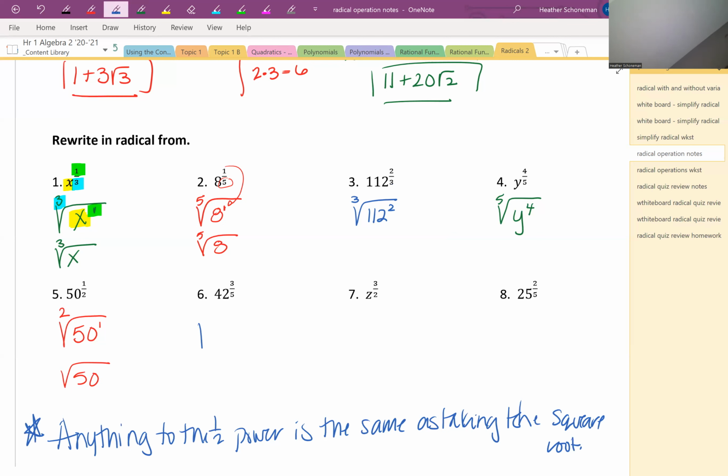Okay, next one, 42 goes under the radical. 5 goes on the shelf. 3 is the exponent. Over here, z goes under the radical. 2 on the shelf. 3 is the exponent. On the last one, 25 goes underneath, 5 is on the shelf, 2 is the exponent. Now, next week, we'll do stuff with these. Right now, we just need to know how to rewrite it.